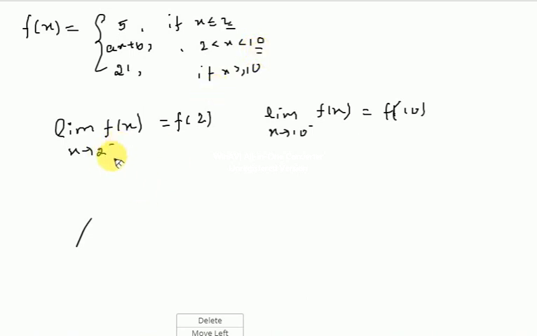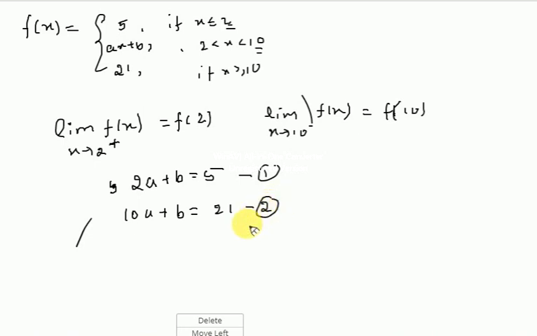So the limit of f of x as x tends to 2 minus is given as 5, or 2 plus, I will consider 2 plus here. The limit of f of x as x tends to 2 plus will be 2a plus b is equal to f of 2, which is given as 5. This is equation 1. Similarly, as x tends to 10 minus, we have 10a plus b is equal to f of 10, which is 21.